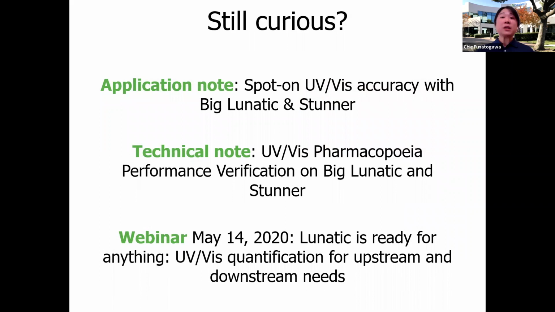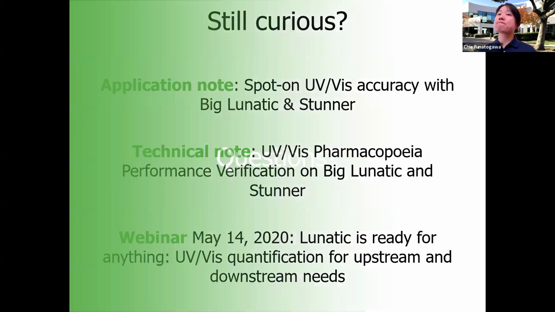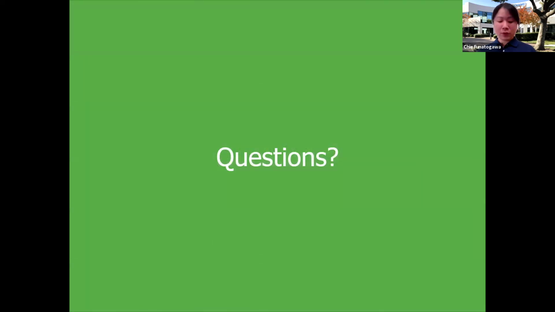If you are interested in learning more about the performance verification or the fundamentals using the tryptophan, there are application notes and tech notes which are available at unchainedlabs.com. We also have a follow-up webinar coming up on May 14th that goes into more detail about how the Big Lunatic can be used in upstream and downstream protein labs. With that, I thank you for your attention, and I'd be happy to take any questions.